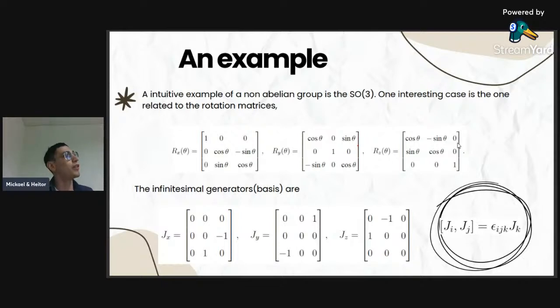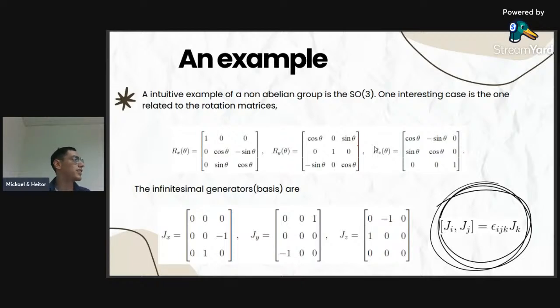Okay, an example of a non-abelian group. Heitor used the D3, the dihedral group. I focus here on the SO3 group. Basically, the SO3 group is the group related to rotations in 3 dimensions. I have this set of subgroups in the SO3. So, for example, if I fix the x-axis and I do a rotation around that axis, what I need to do is apply this transformation here, which I call Rx. And of course, if I fix the y-axis and the z-axis, I have something similar. Those 3 matrices are called the rotation matrices in 3 dimensions.